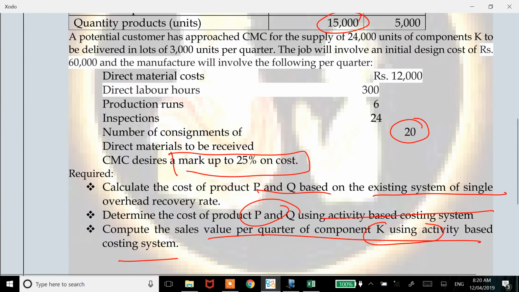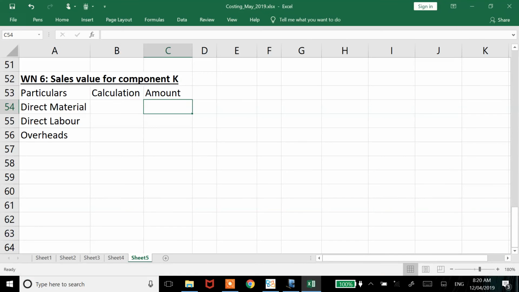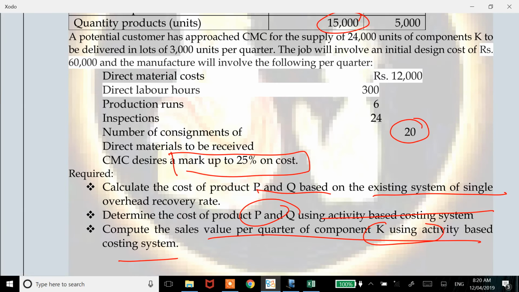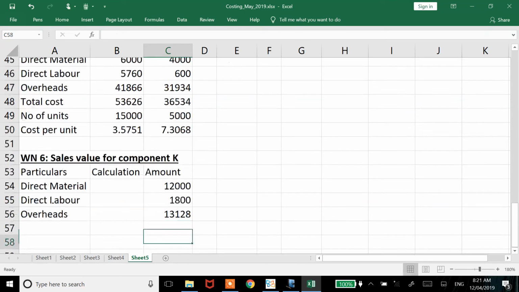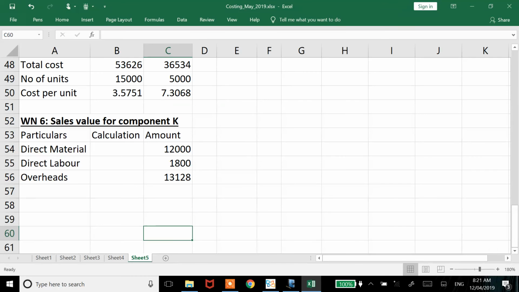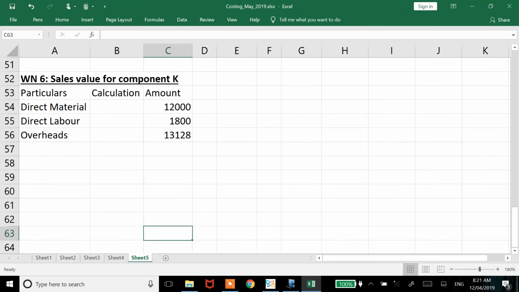What's the material cost they mentioned? 12,000. Labor cost, 300 into 6. Overheads is 13,128. Overheads number is 13,128. Any doubts on this?